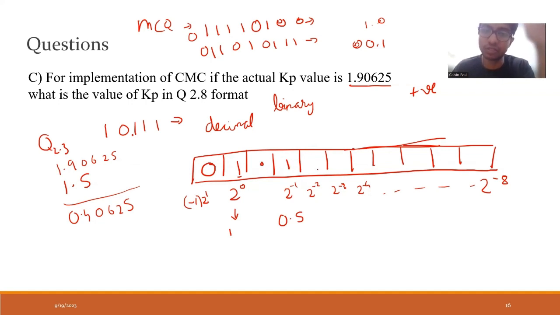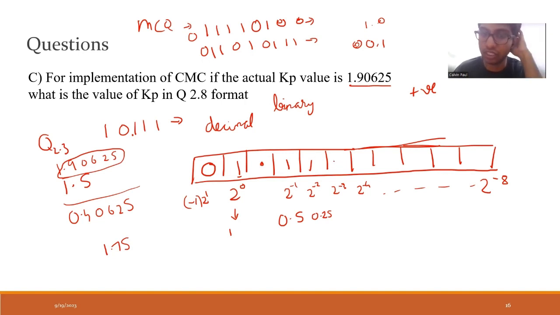Now I'll proceed to the next bit. I will initially set it at 1. When I set it at 1, the value I get is 0.25, so the new value is 1.75. Now 1.75 is still less than 1.90625, so this has to still be 1. This bit will remain at 1.